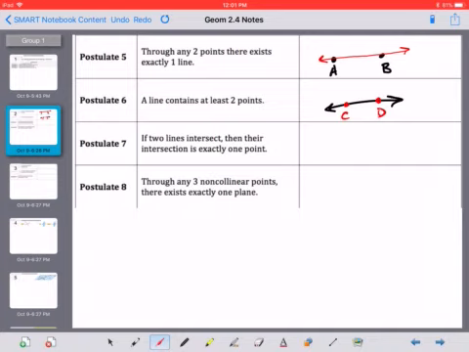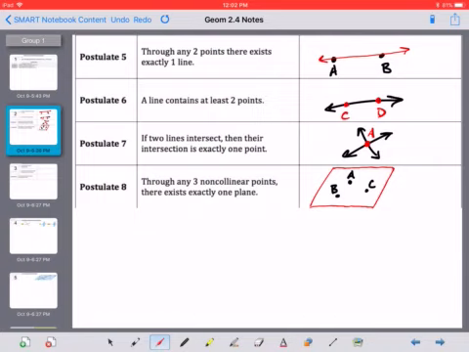All right, postulate 7. If 2 lines intersect, say we have 2 lines that intersect, then their intersection is exactly 1 point. So it just intersects here at point A. All right, postulate 8. Through any 3 non-collinear points, there exists exactly 1 plane. So we could put those all in exactly 1 plane.